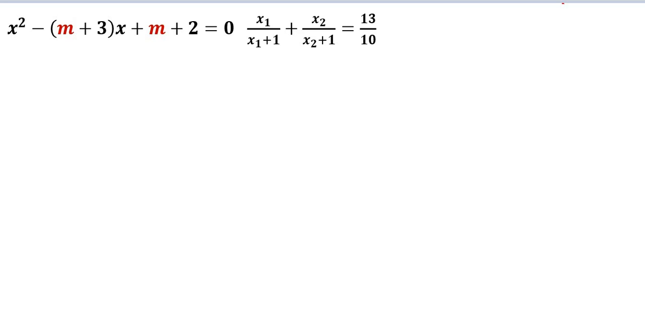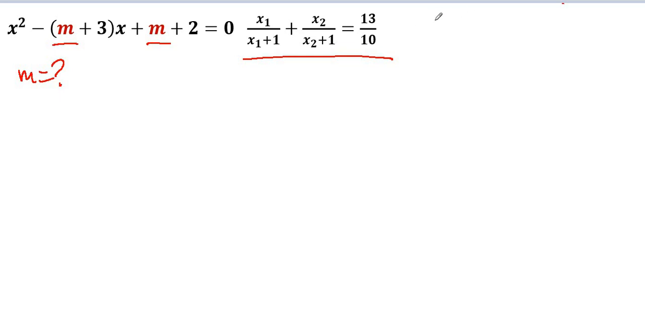Hello everyone! In this video we are given the quadratic equation with parameter m, and the roots of this equation represent the following relationship. So here our main goal is to find m. For solving this problem I'm going to use Vieta's theorem. So let me show it.